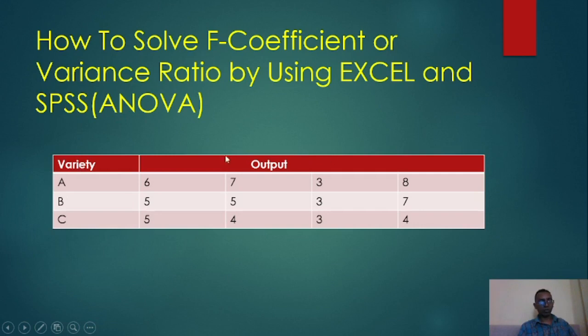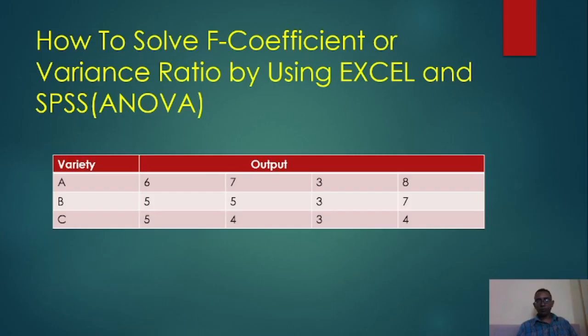Variety and output: varieties A, B, C, and the output for A, B and C are given. Now, how can we solve this problem? To solve this problem, we can use 2 types of software for this video. One, Excel, the other, SPSS.